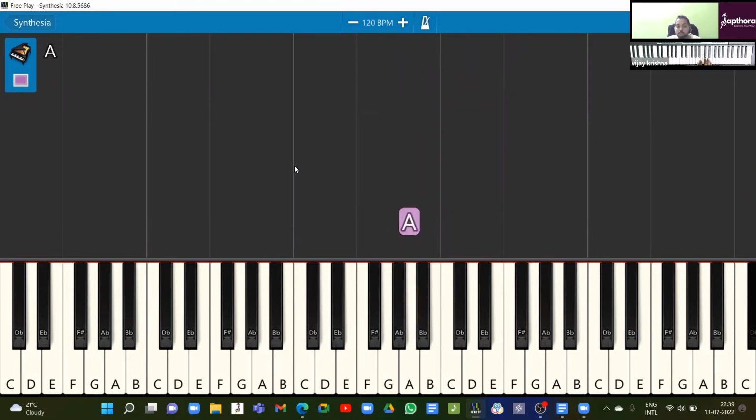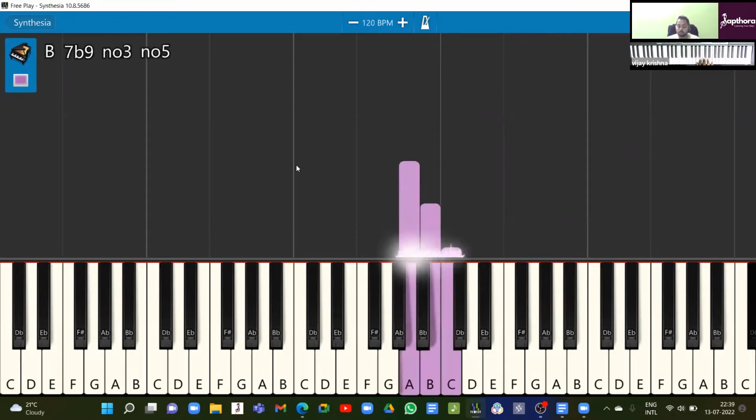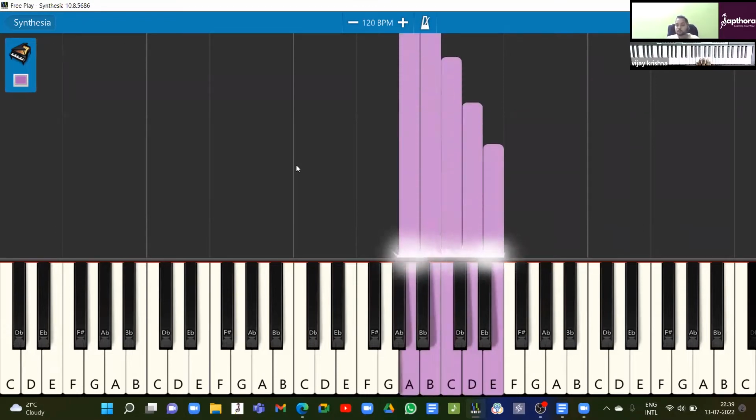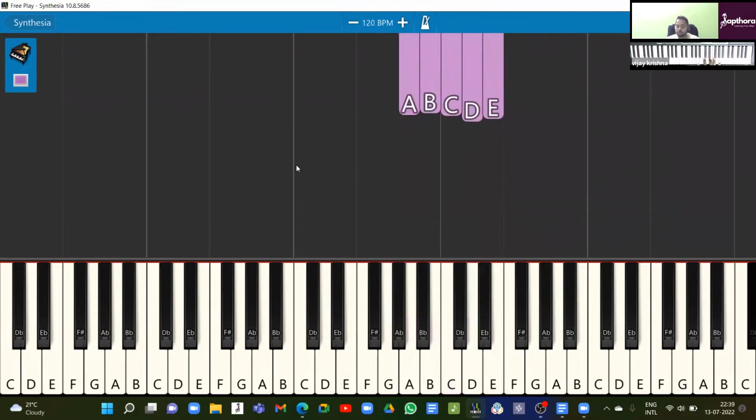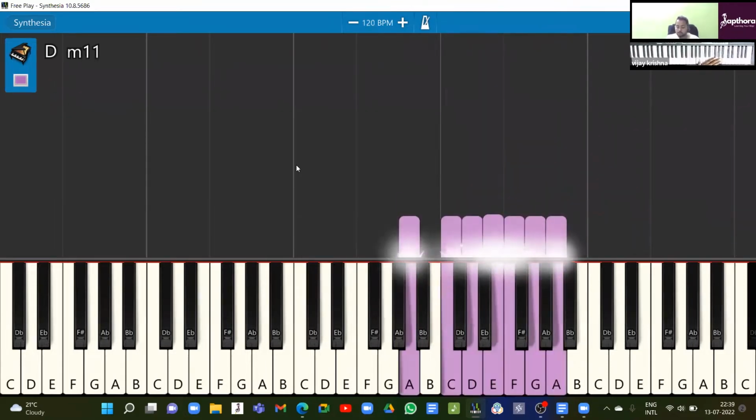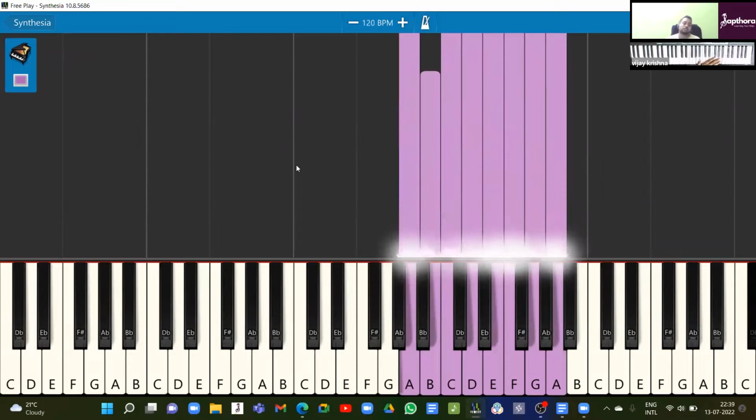So it starts with A, B, C, then F, G, and A. This is our A minor scale, which will be played on all the white keys, and here it looks all together like this. The A minor scale will cover all the white keys present.